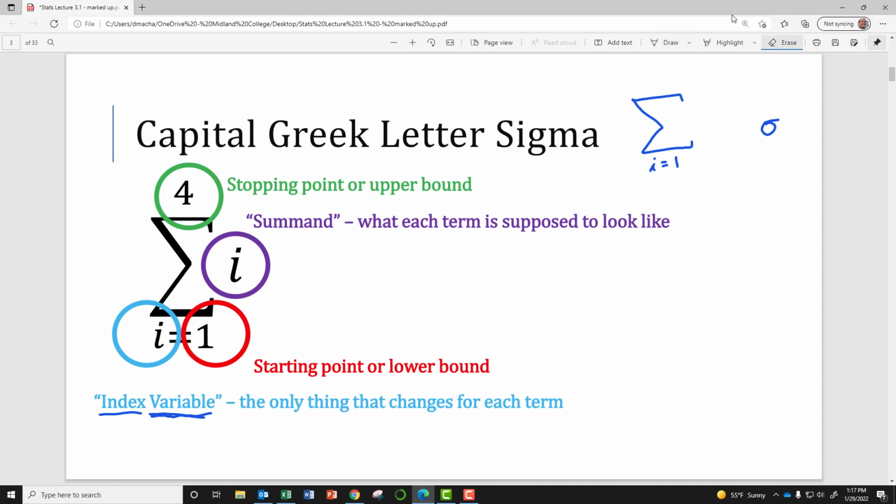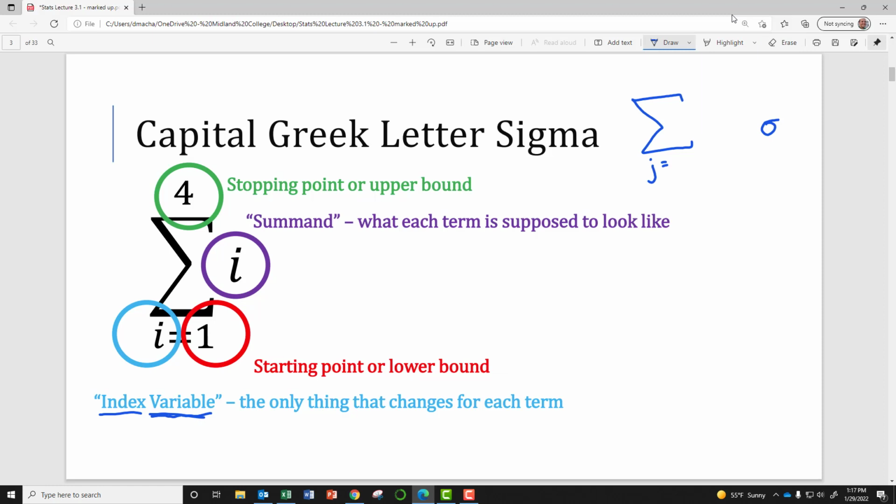Other options that you might name your index variable might be like, for example, j. And you don't have to start at 1 for your starting point or your lower bound. You could start at 0. In many cases, we'll start at 0. Or you could even start at like 10, or for example, negative 10, right? So you can start at anything. Usually we stick to the integers, and usually 0 and 1 are good starting points.